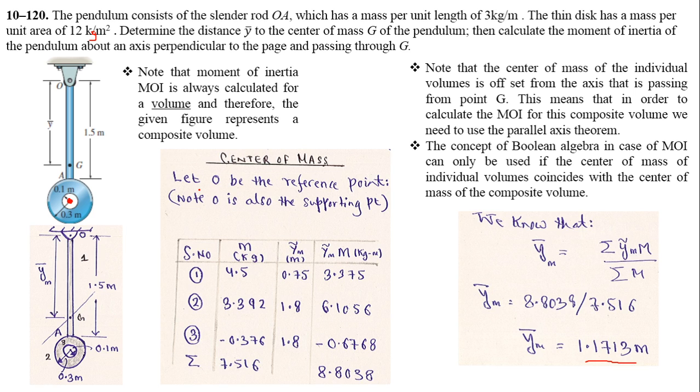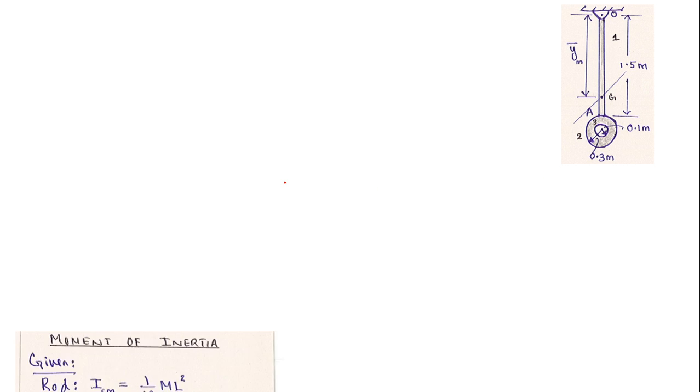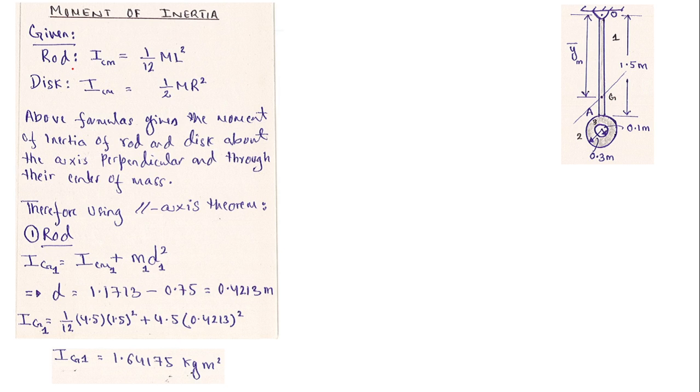So since we have calculated the center of mass of this composite volume, we are now in a position to calculate the moment of inertia of this entire body about this axis G, about the axis passing through G. Okay, so we suppose that these formulas are actually given to us, known to us. So this 1 by 12 ml square represents the moment of inertia of this rod, cylinder rod, about its own axis, about its own center of mass that we have already located.